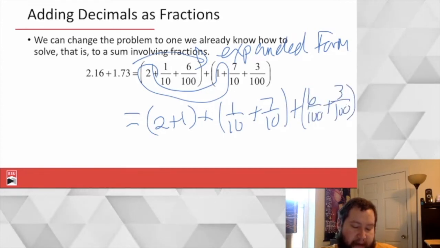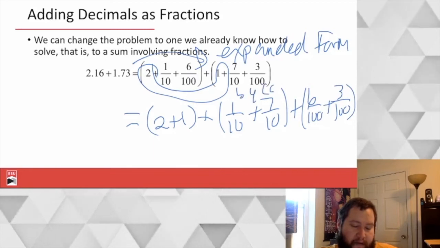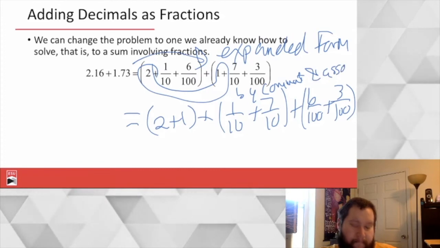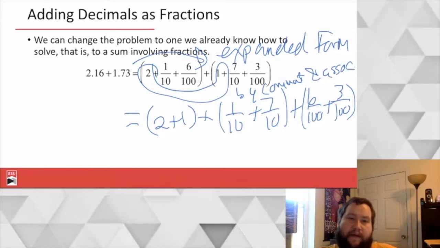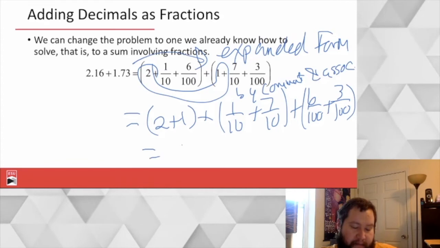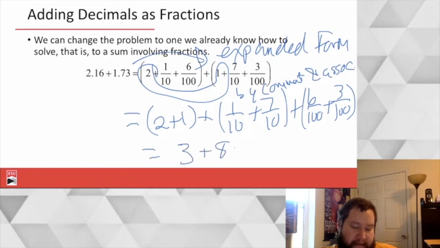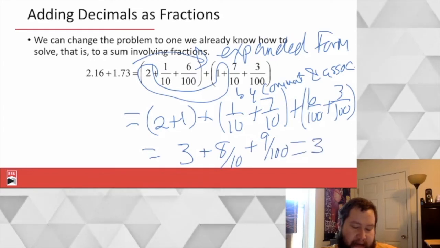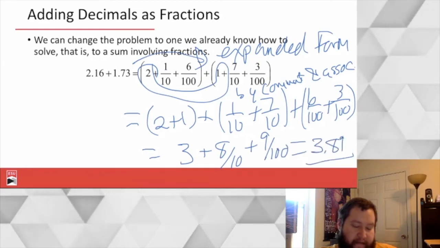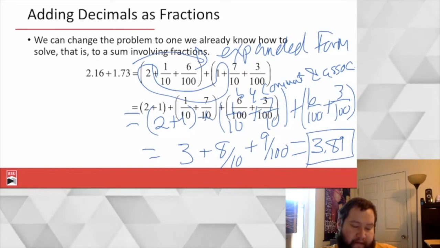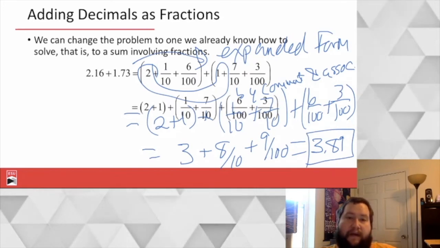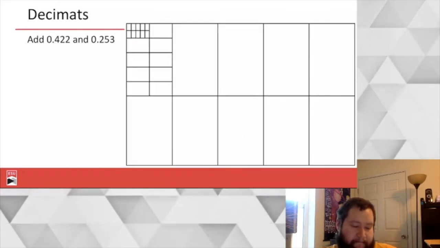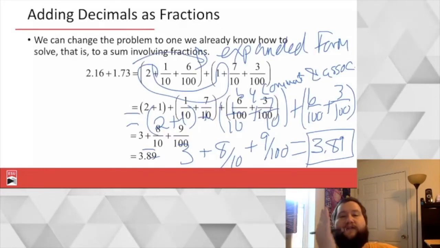So that's by commutativity and associativity. Right, we have 2 plus 1 is 3, plus 8/10 plus 9/100ths, which means it's 3 and 89/100ths. And of course I have a decent looking one hiding in the background, 3.89. And so we can convert to expanded form and go.